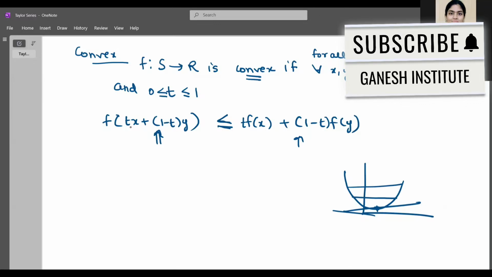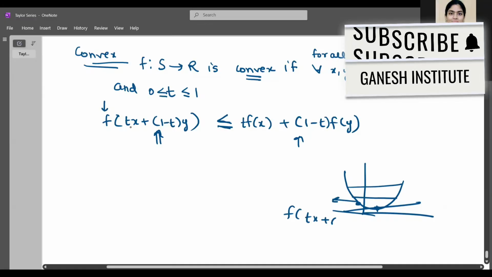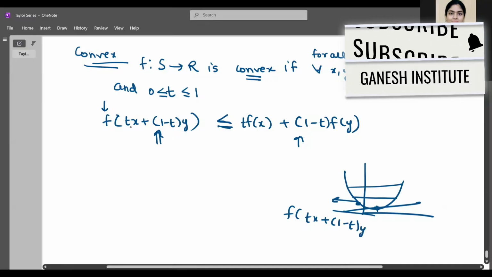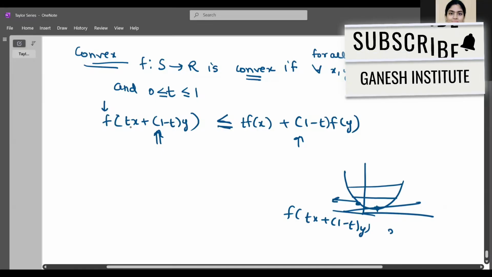So we are saying that the function is convex if you are having that at that point. You can consider any point. And let's say this is my f of tx plus 1 minus t y. Then that value will always be a minima for all those values which are above it. So how can I say that these are above?